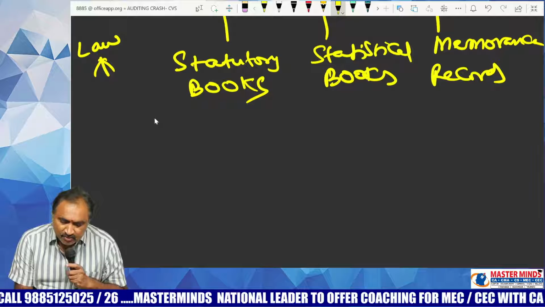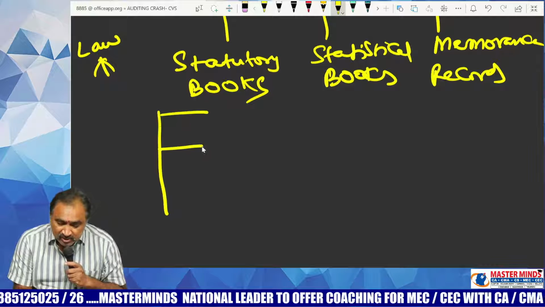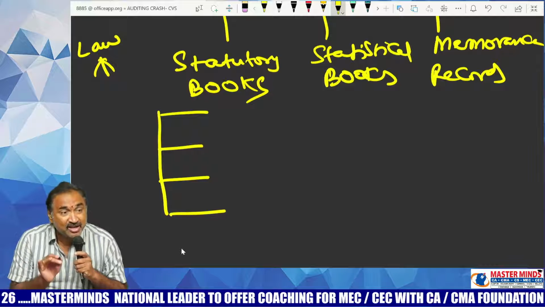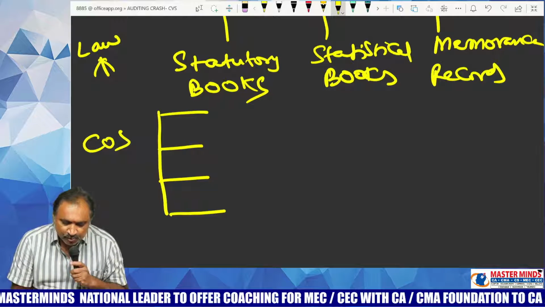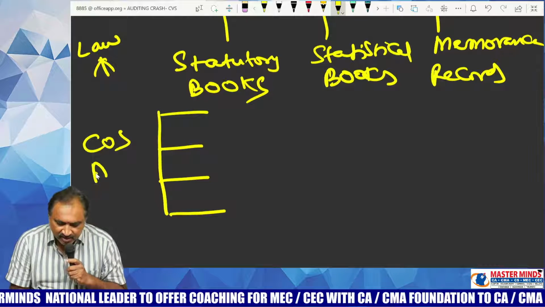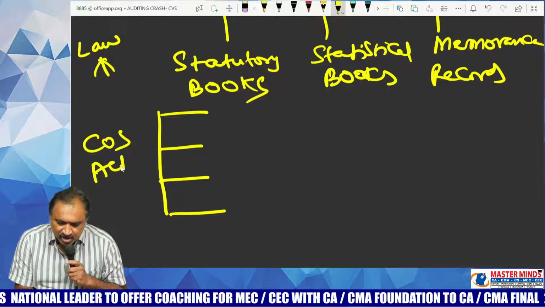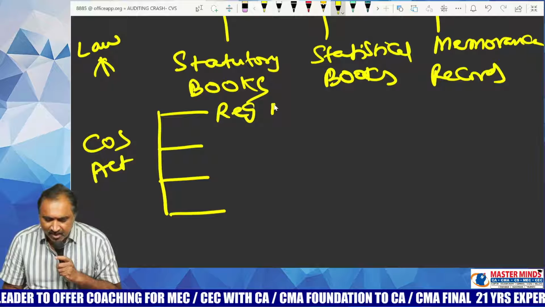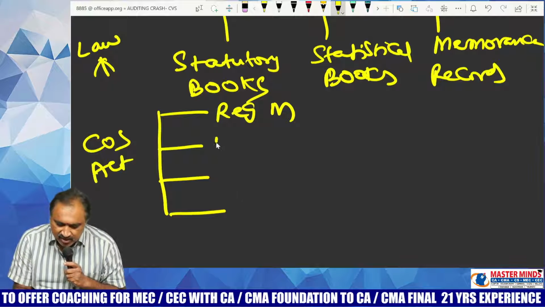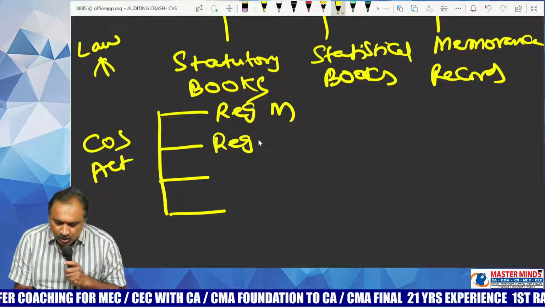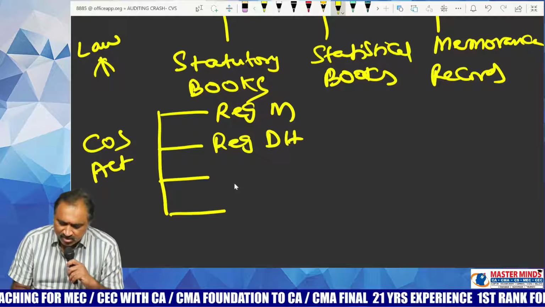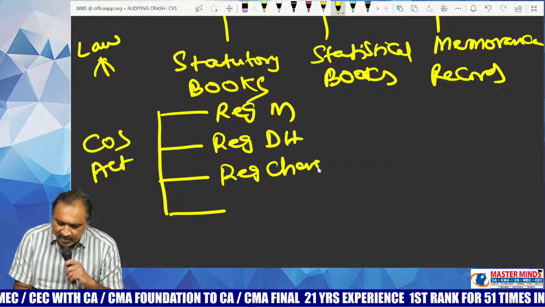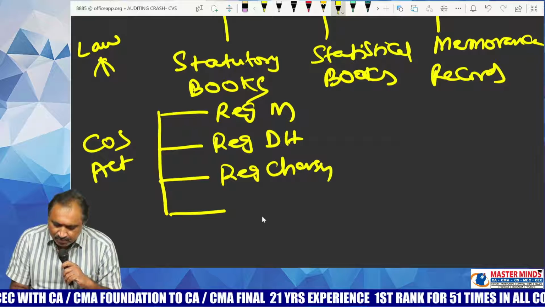I will give you some examples of statutory books that are generally maintained. Statutory books that are generally maintained under the provisions of the Companies Act. The first one is Register of Shareholders, otherwise called Register of Members. The second one is Register of Debenture Holders. The third one is Register of Charges. And the fourth one is Minutes Book.